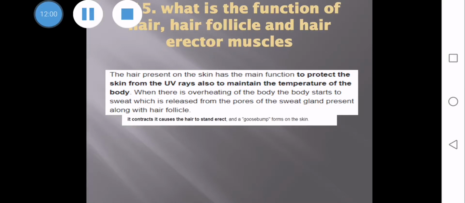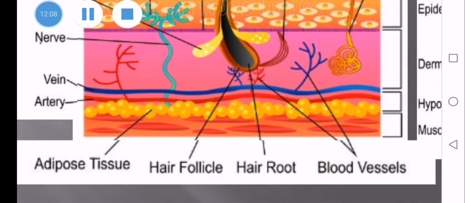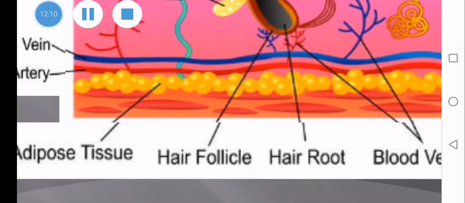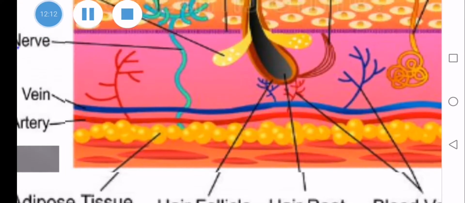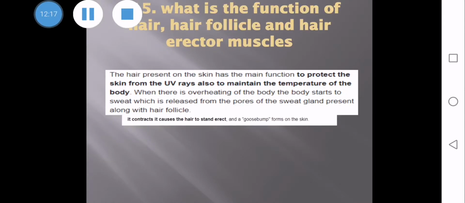And then what is the function of the hair follicle and hair erector muscles? In the image you can see the hair is placed in a hollow tube called the hair follicle, with the hair root. How does this hair help the skin control the body temperature? Actually, the hair present on the skin has the main function to protect the skin from UV rays and also to maintain the temperature of the body. The main function is to maintain the body temperature.